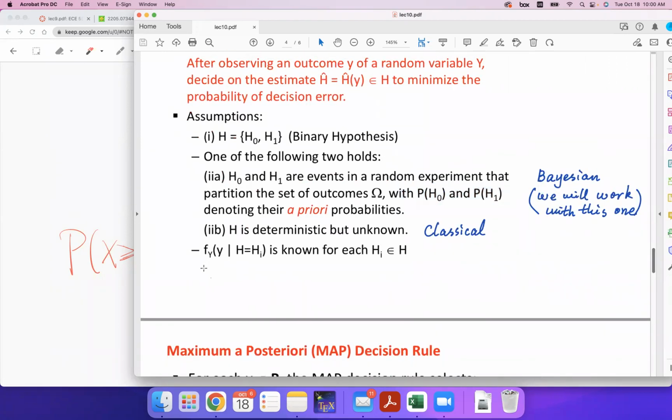And then we also assume that we can compute the following conditional PDF. This conditional PDF is such that, given each hypothesis, we can compute the PDF of this random variable Y. So this is a conditional PDF.